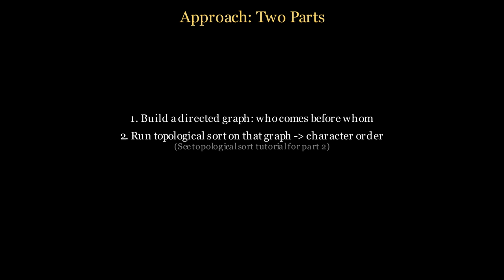The approach has two parts. First, we build a directed graph where an edge from A to B means character A comes before B in the alien alphabet. Second, we run topological sort on that graph to get a valid character order. We have a separate tutorial on topological sort. Here we focus on the trickier part, how to build the graph by looping through the words.